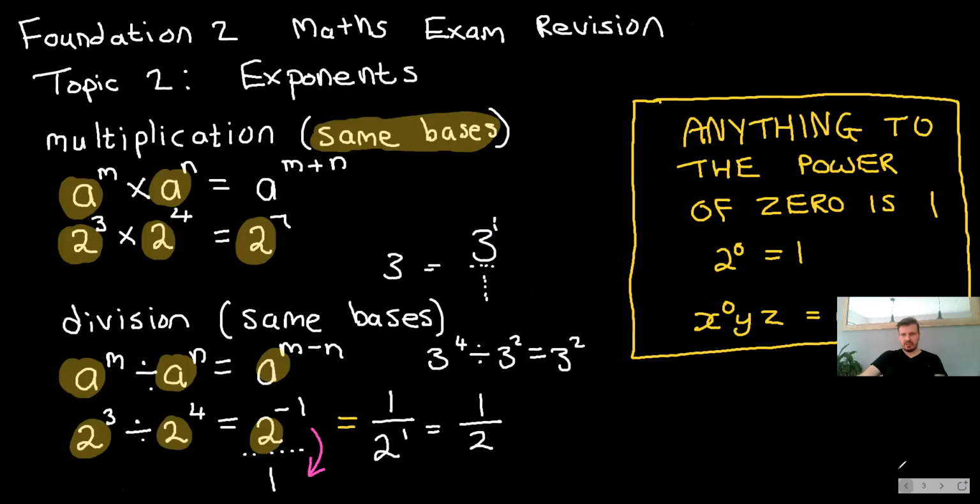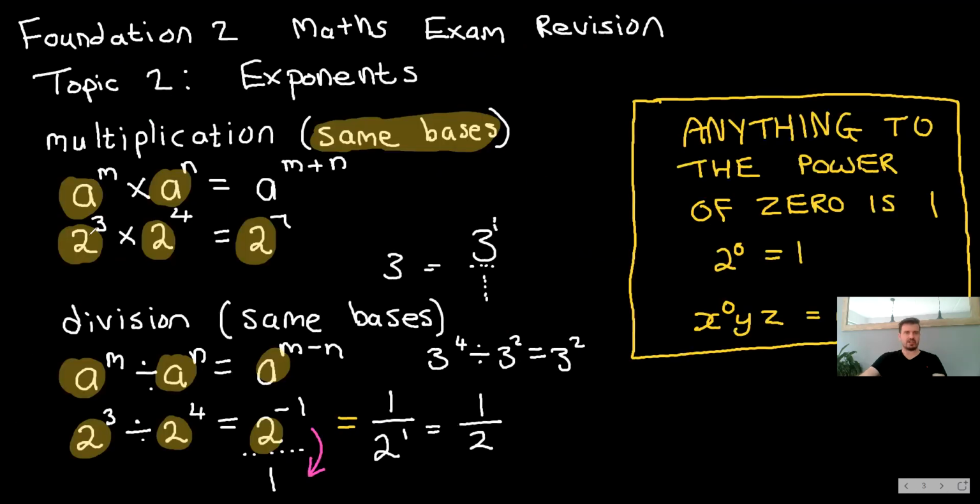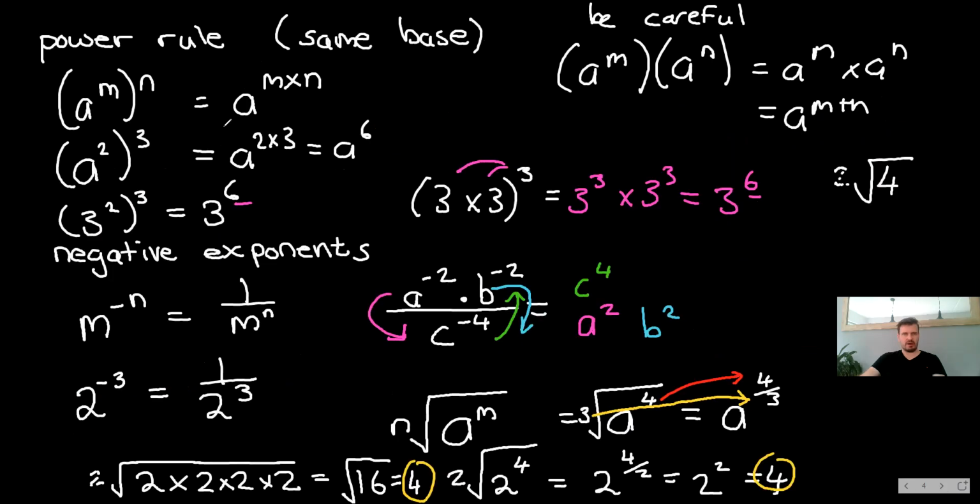Okay, so let's run through those, the important ones. The multiplication rule, we add the exponents. The division rule, we subtract. The power rule, we times. Negative exponents can jump up and down. The square root thing, if I lost you there, don't worry. We can go over that again. But let's just deal with the first few rules.